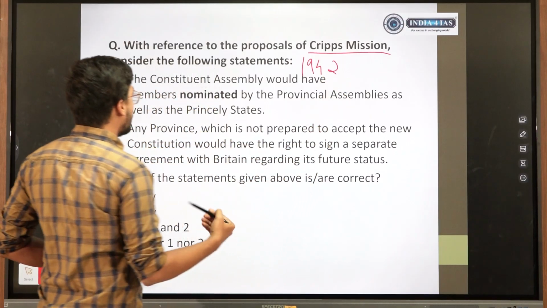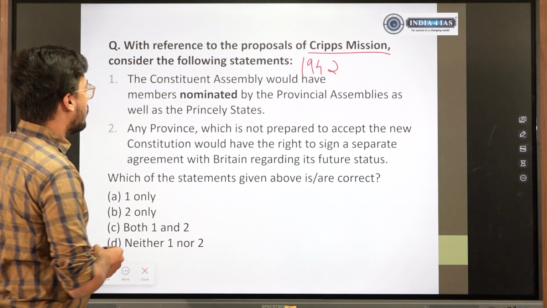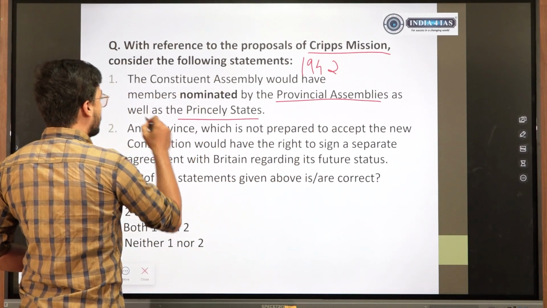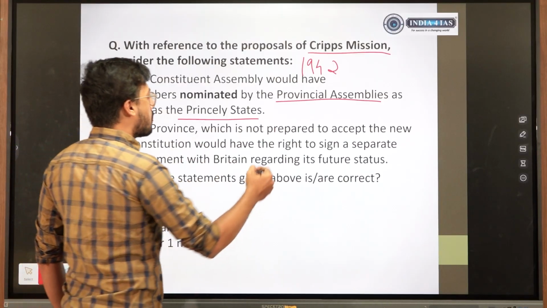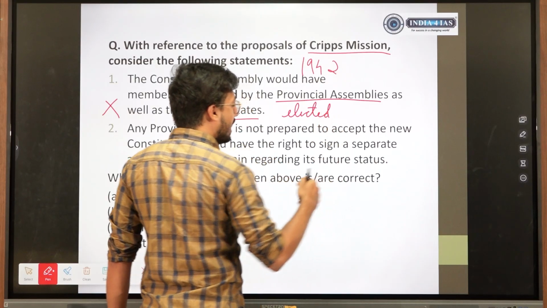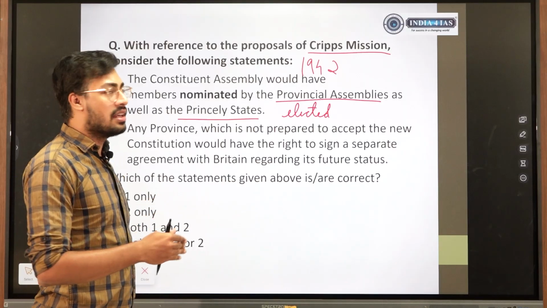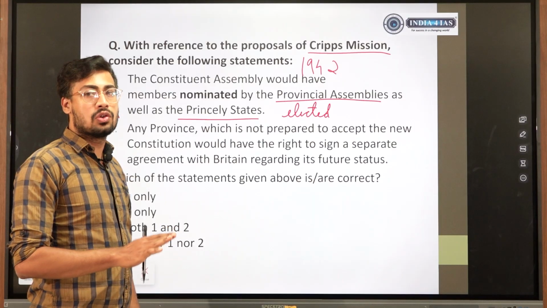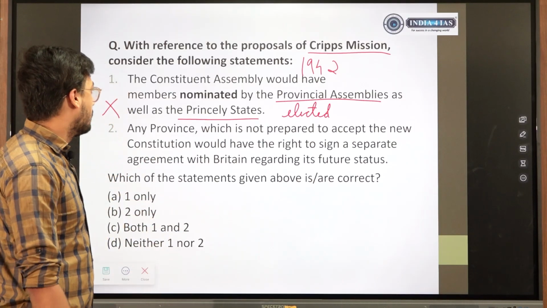So which of the following statements are correct? The Constituent Assembly would have members nominated by provincial assemblies and princely states. See, this is wrong, because nomination happened only from the princely states, and from the provincial assemblies they had to be elected. Congress time and again wanted elected members to come both from provincial assemblies and princely states, but princely states did not elect members, so it was always nomination. Until 1947, whenever princely states came, it was nominated members, not elected members.